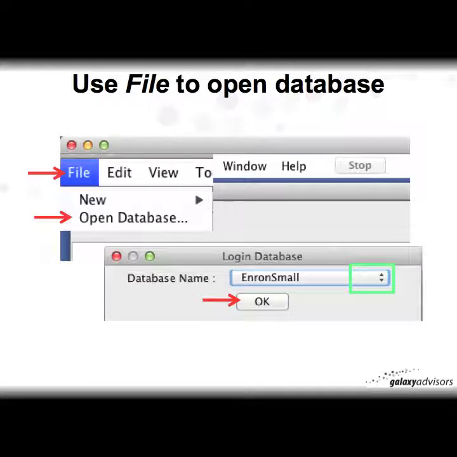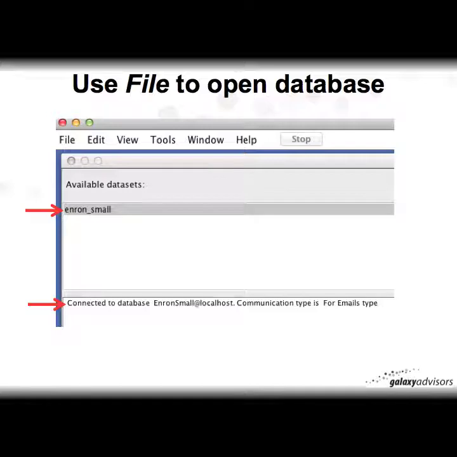Then on the File menu, you're going to click File, then Open Database, and then go to the database name. I've highlighted in green a little drop-down box, and what you want to do is select Enron, then click OK. At this point, you'll see in available data sets that Enron Small appears, and a message below it will say connected to the database Enron Small.